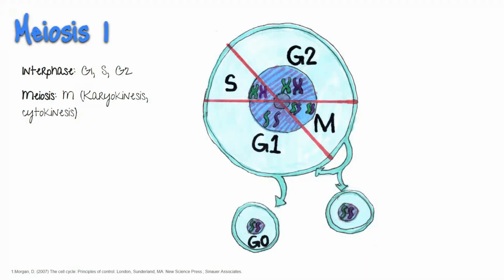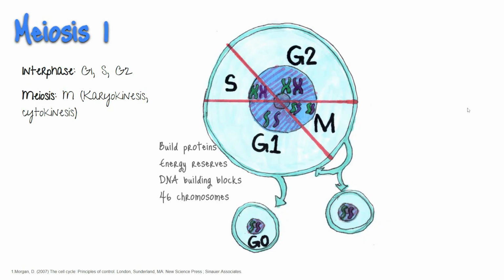Meiosis is essentially mitosis repeated twice. It begins with a cell in interphase. To review from the previous video, interphase has G1, S, G2. The G's are for growth and S is for synthesis. After G2, we have meiosis 1 that, just like mitosis, has karyokinesis, or nuclear division, and cytokinesis, or cytoplasmic division.